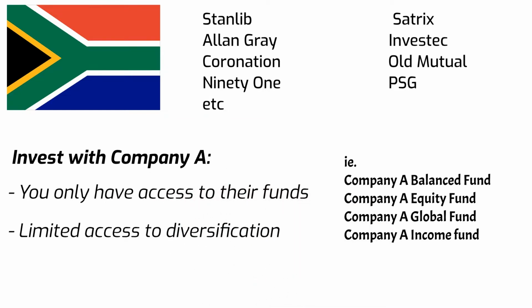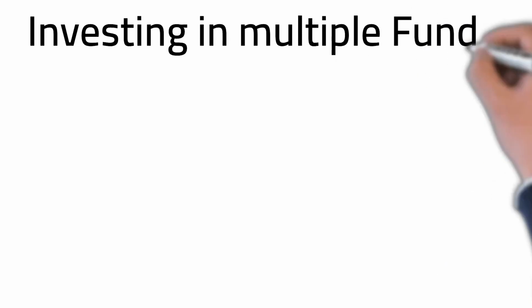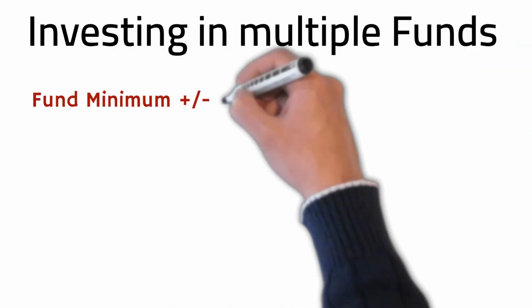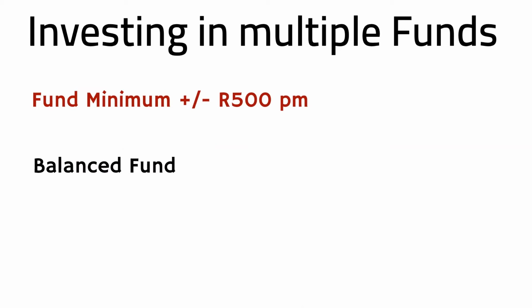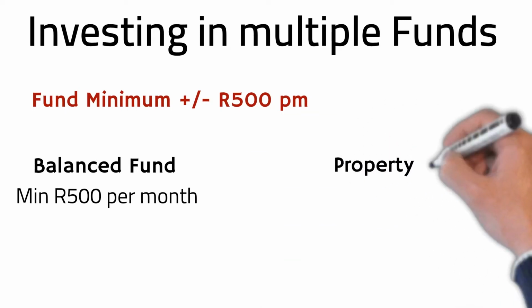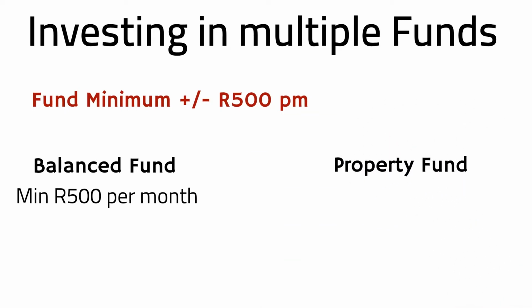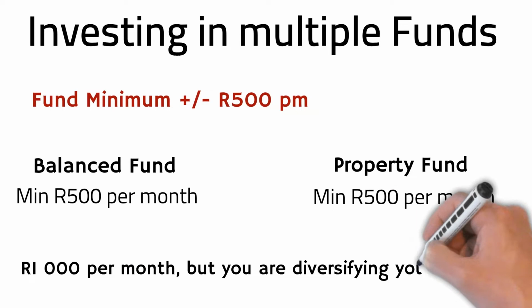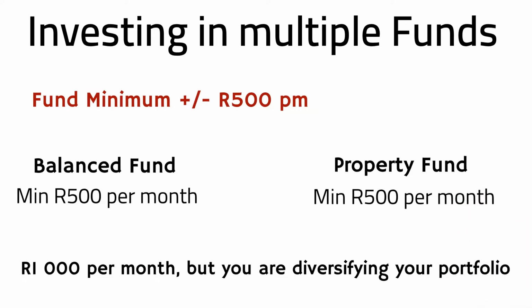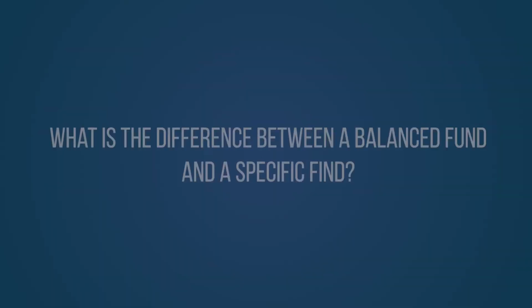If you want to invest into multiple funds, you will need to contribute the fund minimum, which is generally 500 Rand a month. So if you would like to invest into a balanced fund, you will have to contribute 500 Rand a month into the balanced fund. If you would also like to invest into a property fund, you would then need to invest an additional 500 Rand into the property fund, which means your total investment will be 1,000 Rand a month, but you will have a balanced fund and a property fund in your portfolio.